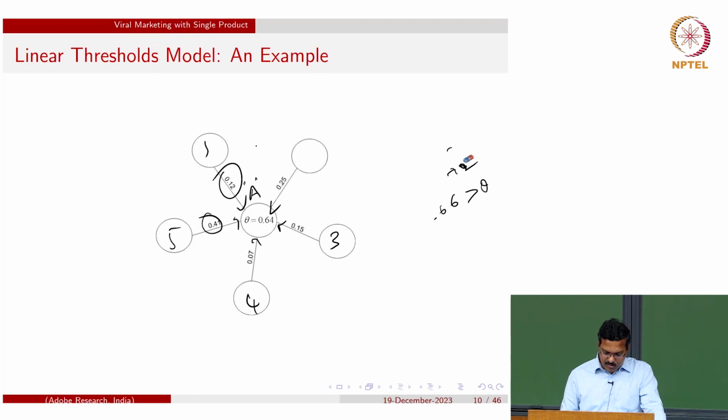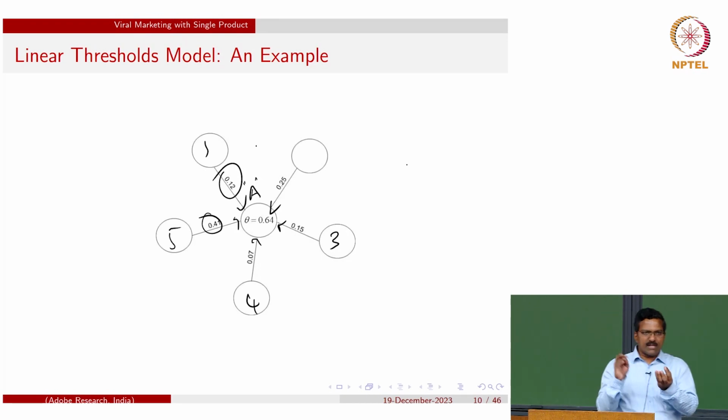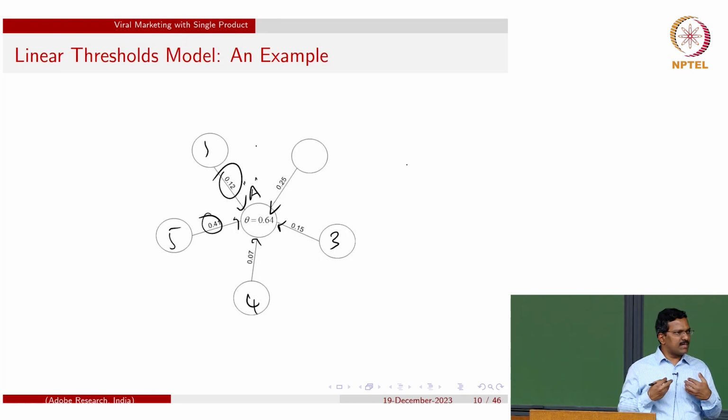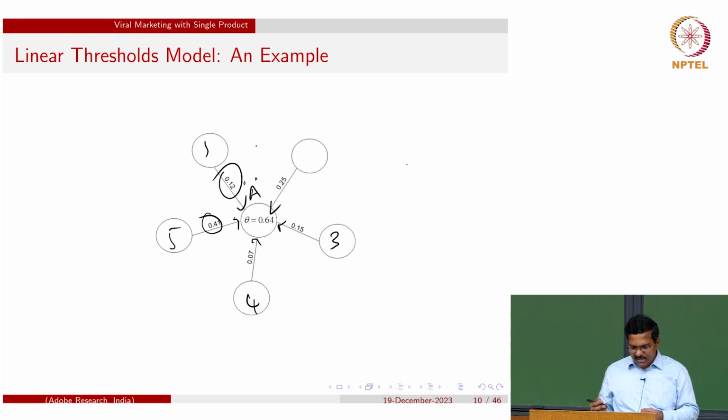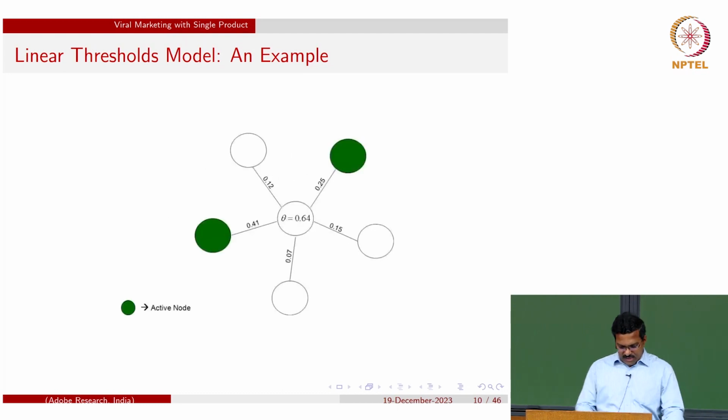So the linear threshold model, the reason why it is called linear is that if a subset of my neighbors influence me, I sum their influence probabilities to check whether that is above my threshold. That's where the linear threshold model comes into the picture. So that's what I'm exactly trying to explain.